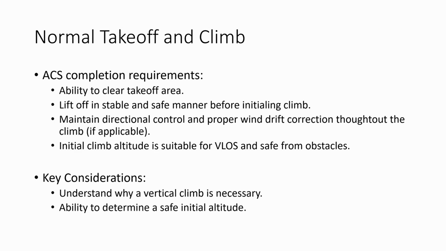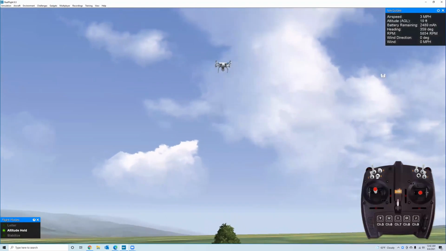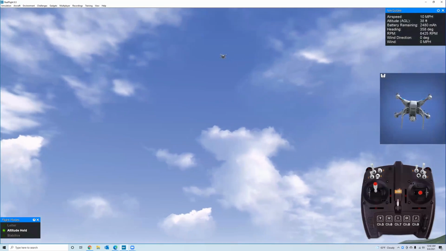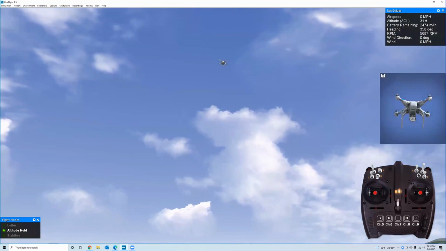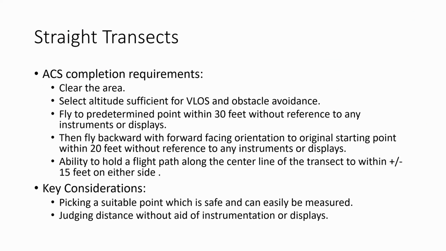The next maneuver we're going to talk about is the normal takeoff and climb. After the takeoff area is clear, a nice smooth application of the left stick up is given to give the aircraft increased thrust to have it climb, and then a forward stick pressure is used to move the aircraft forward.